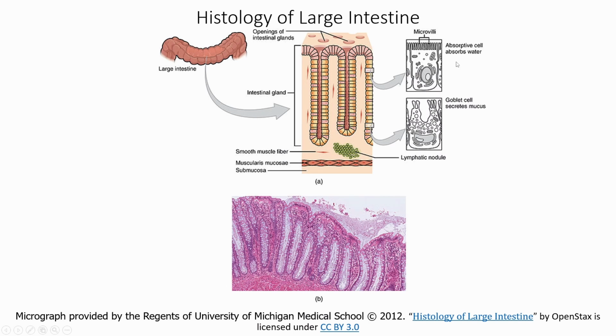So if we take a peek, right, we're looking inside the large intestine, we do have the intestinal glands. We don't see the villi that we saw before, but we do have the glands which dive down. We do have microvilli, because one thing we do want to absorb is water, so we want to try to pull all the water that we need. Goblet cells will secrete mucus so that we have ease of movement.